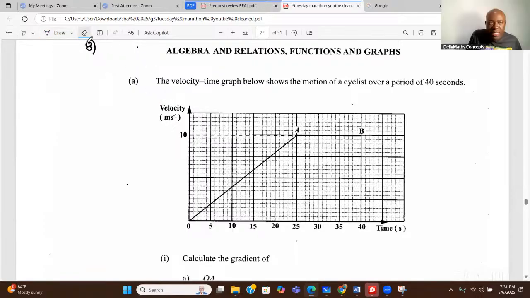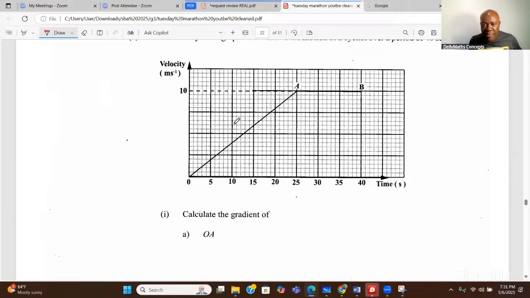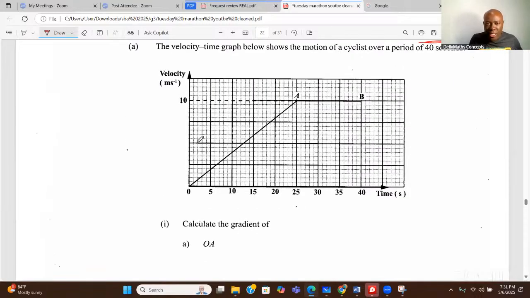So basically, this is a speed time graph. So I'm just going to solve it, guys. You will learn about it tomorrow. All right, so it says here, the velocity time graph below shows the motion of a cyclist over 40 seconds. So you're seeing the motion of the cyclist over 40 seconds. You're seeing the velocity here, and you could think of speed, and you see the time going. Now it says calculate the gradient of OA.